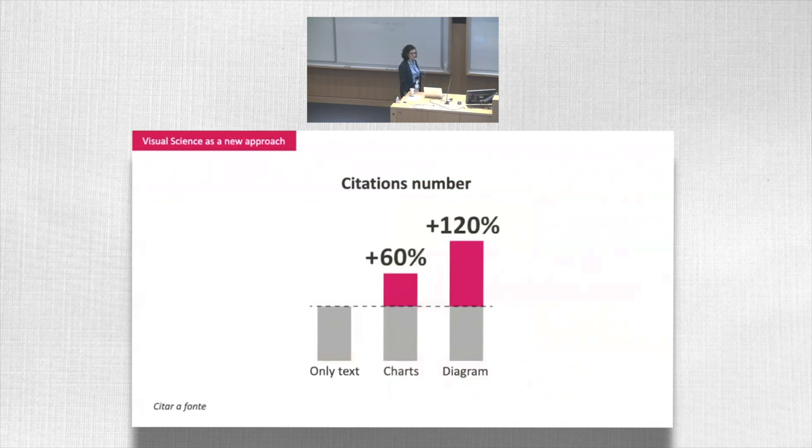This is an interview and an article from The Economist, on the citation numbers of papers. A paper with charts has 6% more views and citations than a text-only paper, and a paper with a diagram, that means an infographic or a chart, has 120% more views than a text-only paper.